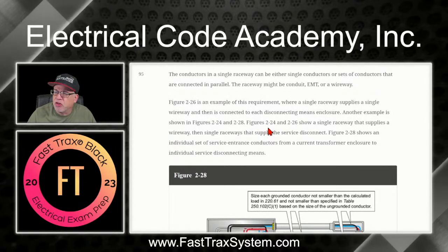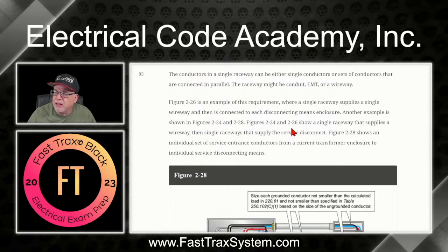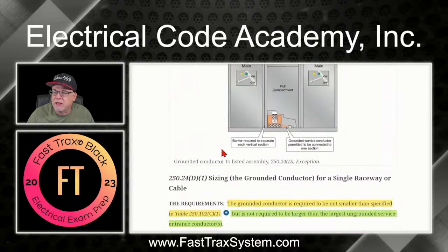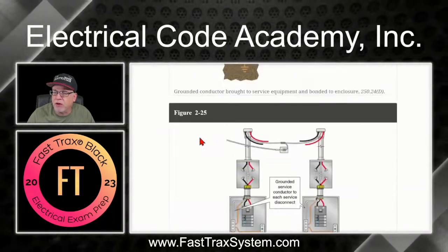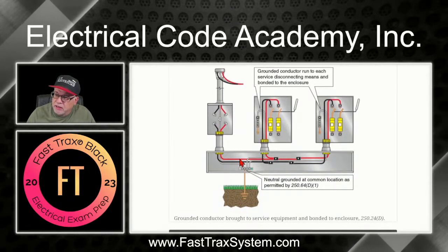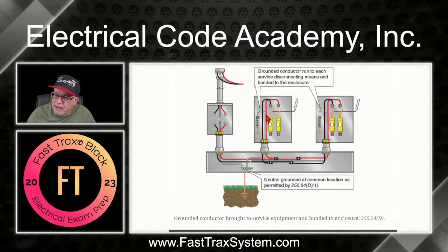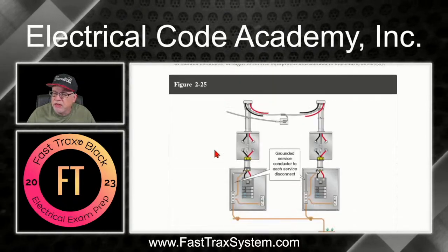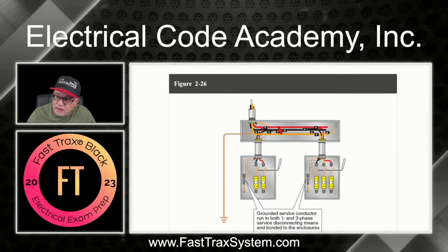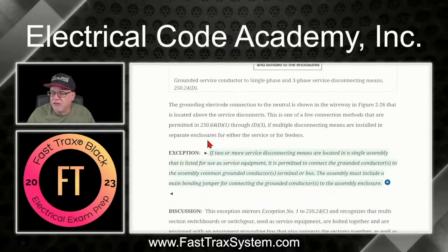Now, Figures 2-24 and 2-26 show a single raceway that supplies a wireway. All right, so again, 2-24, let's go on back and look at it since we're talking about it. So here you see a single set tapping off and supplying two separate enclosures. And then 2-26 is the same thing, a single raceway coming in, tapping off and hitting two separate enclosures. Same concept, right?